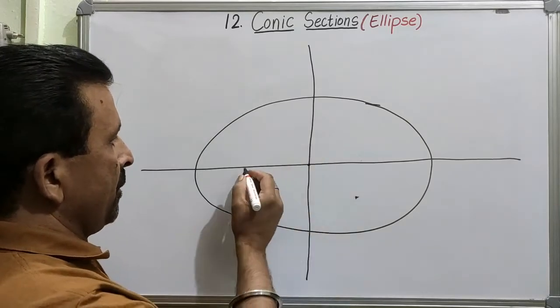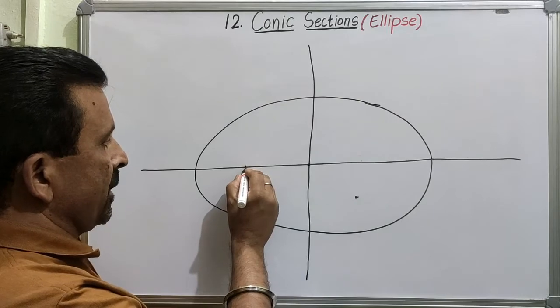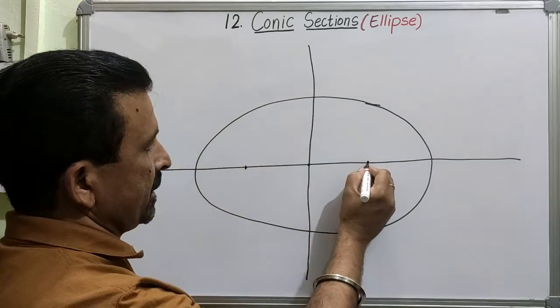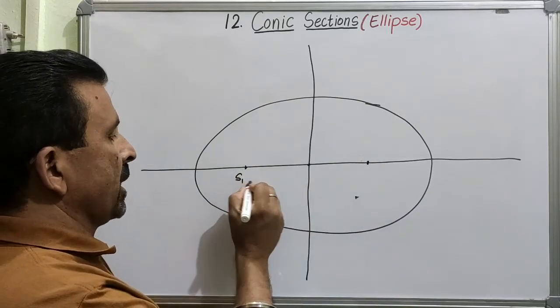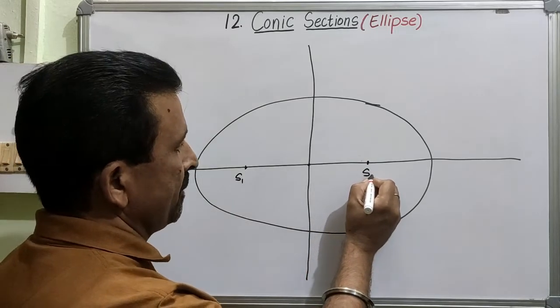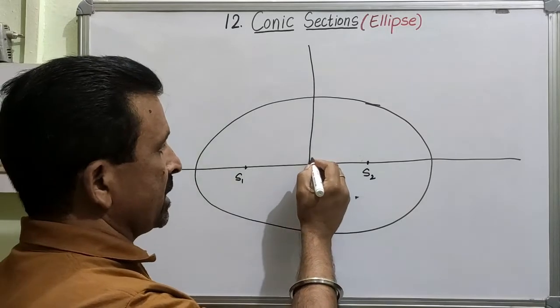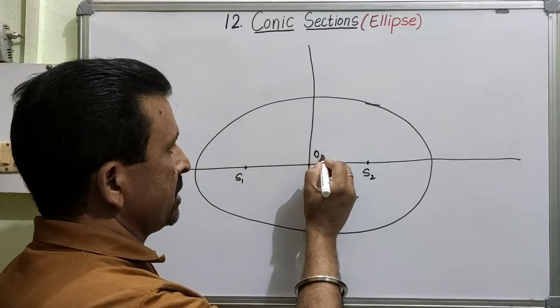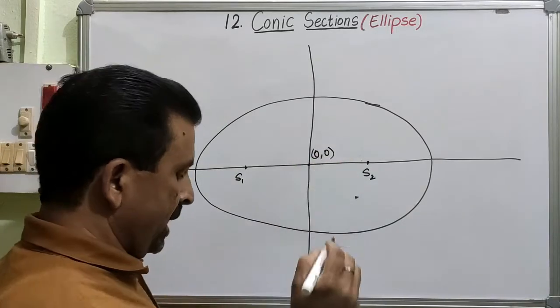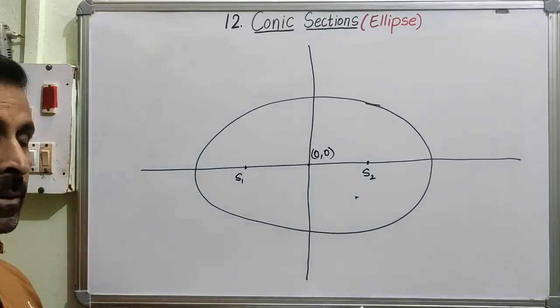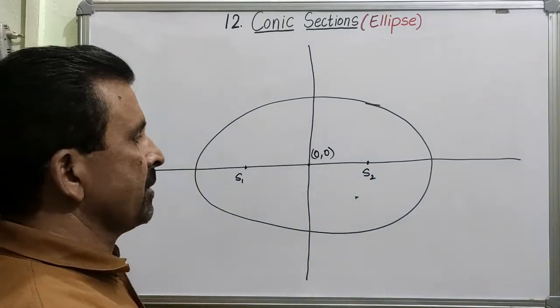Now, we have the focus here. One focus is here, another focus is here, right? We can name this as S1, and this focus we can name as S2. Is it okay? Now, since this point is the origin, we can mark this as 0, 0. The coordinate of this origin will be 0, 0. Is it very clear?